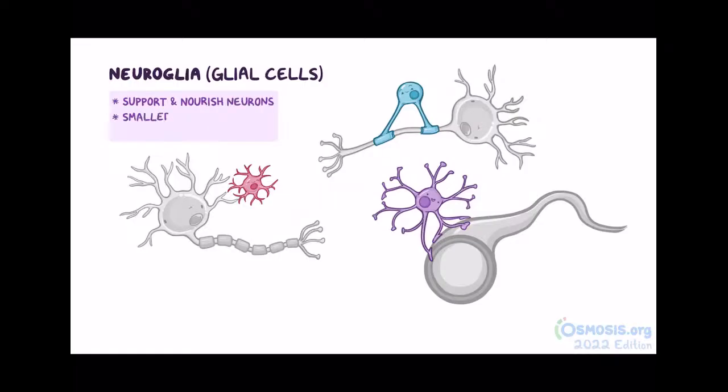These cells are smaller than neurons. But fun fact, there are 5 times as many glial cells as there are neurons in the body.